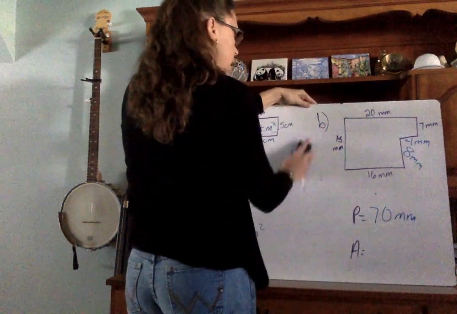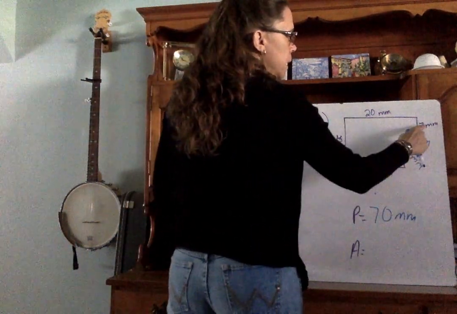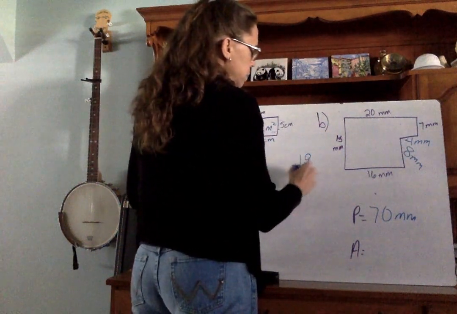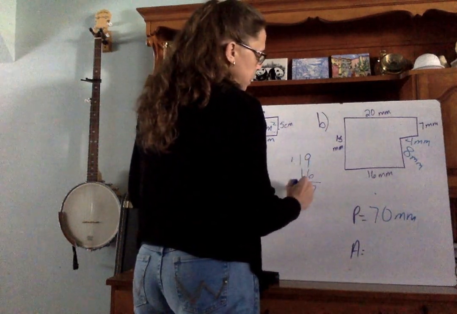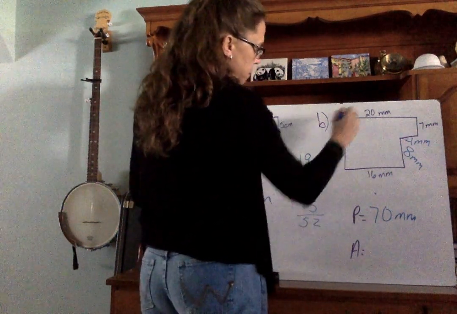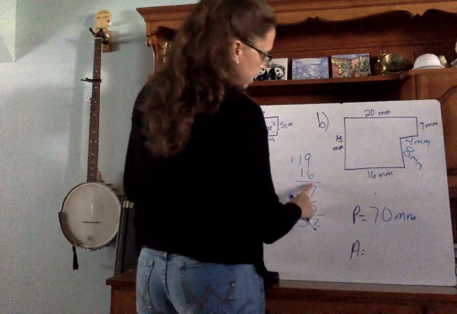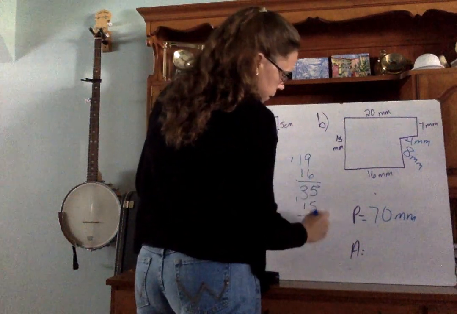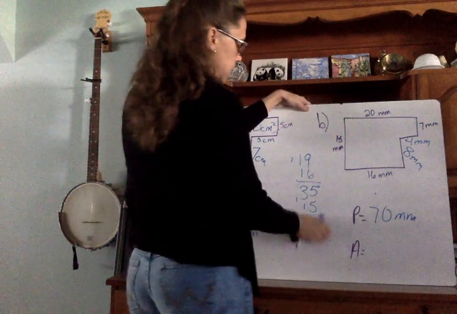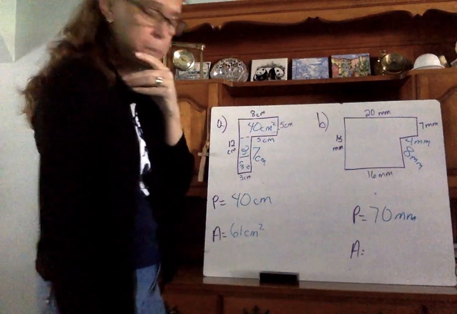Let's go around the other way and add, just to make sure I added correctly. Let's start over here. 7 plus 4 is 11, plus 8 is 19, plus 16 is 35, plus 15 is 50. Oops, this is not 7, this is a 5. So this is 50, plus 20 is 70. So we did it correctly, 70 millimeters for the perimeter.